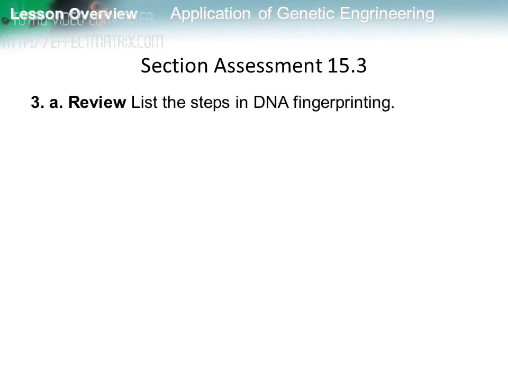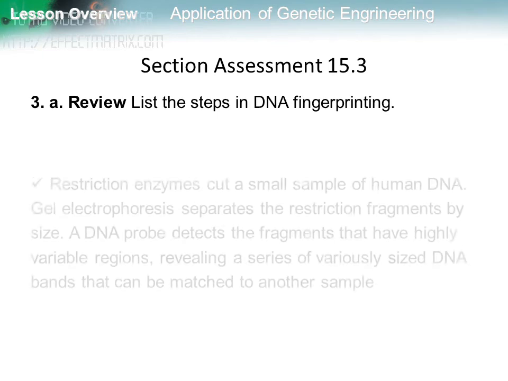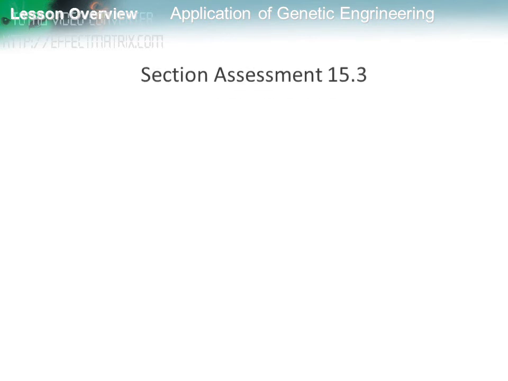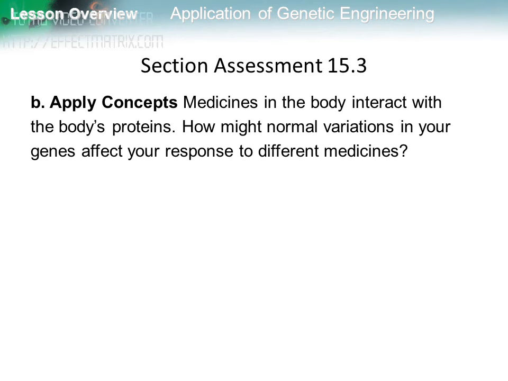3A. List the steps in DNA fingerprinting. Well, the steps are: restriction enzymes cut a small sample of human DNA, gel electrophoresis separates the restriction fragments by size, a DNA probe detects the fragments that have highly variable regions, revealing a series of variously sized DNA bands that can be matched to another sample. Let's go to B.